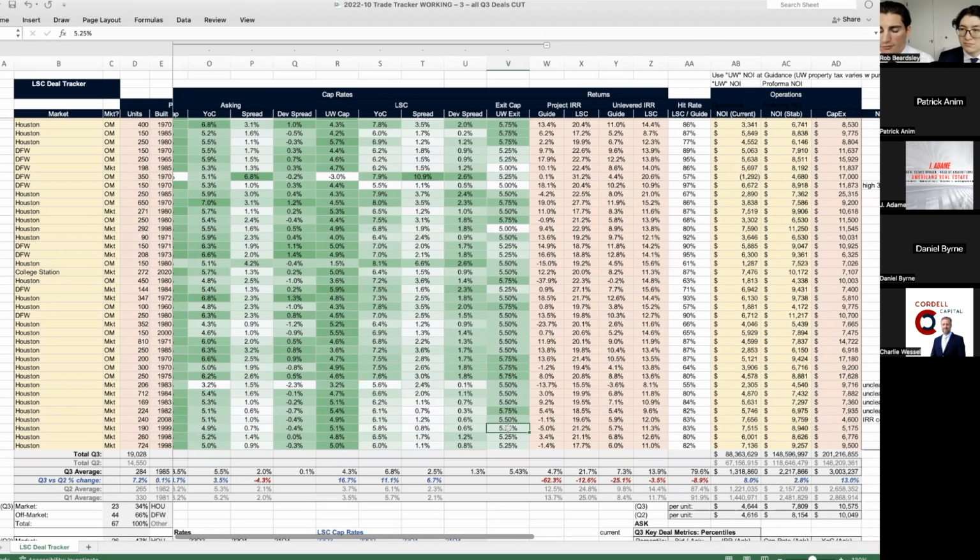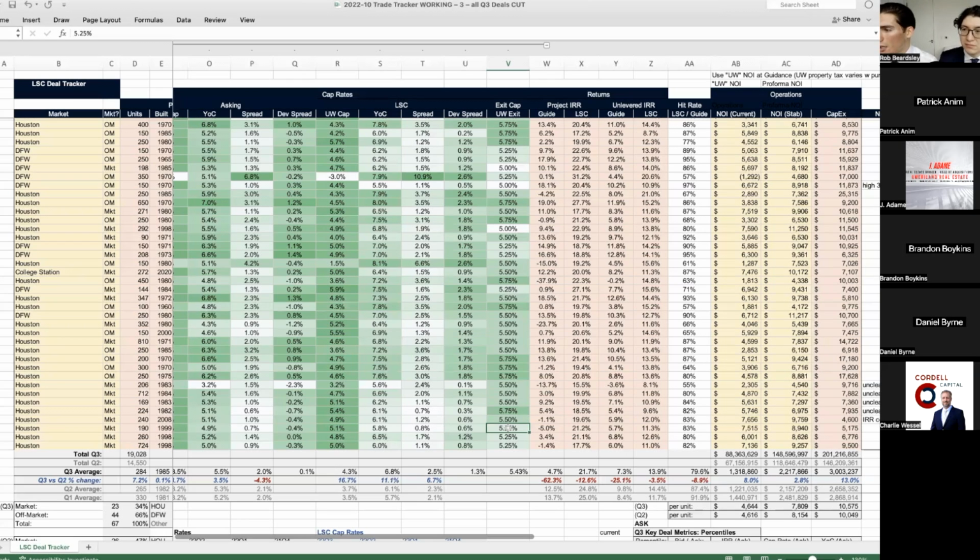So inflation really does benefit real estate in a vacuum. Obviously, there's a bunch of other things that inflation does to real estate that could be bad, but as far as growth, it usually is good for your NOI.